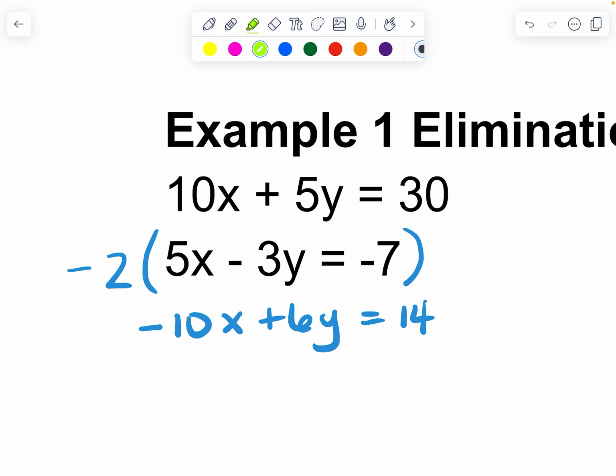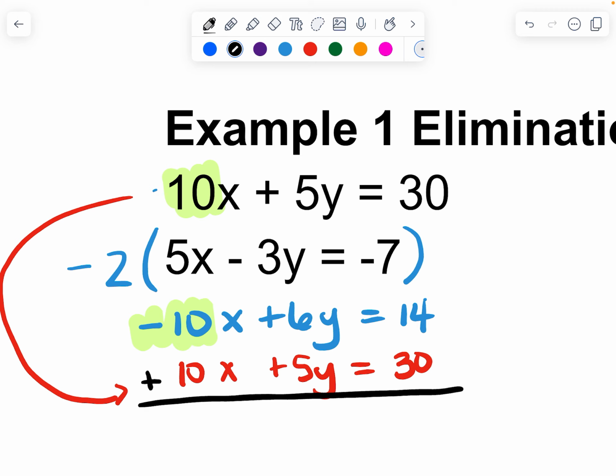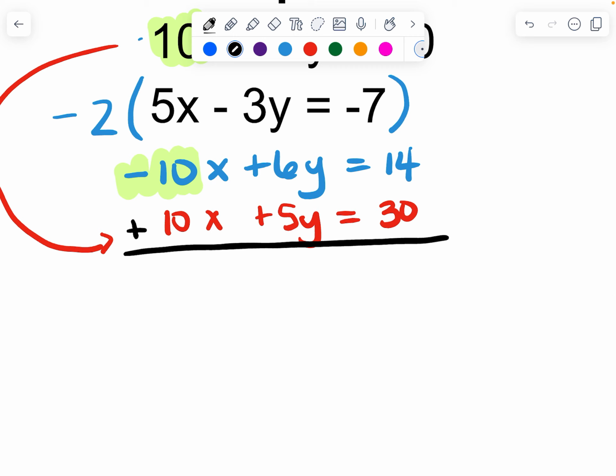Now let's look at this. I have 10x and negative 10x. Now they are opposites of each other. So I'm going to bring this down here: 10x plus 5y equals 30. And I'm going to add these two equations together. When I do that, I eliminate the x's because negative 10x plus 10x gets me 0. So now all I have is 11y equals 44. And then I solve.